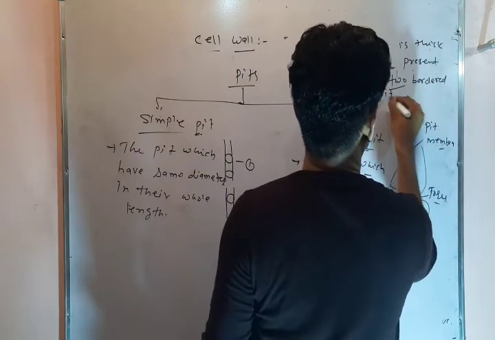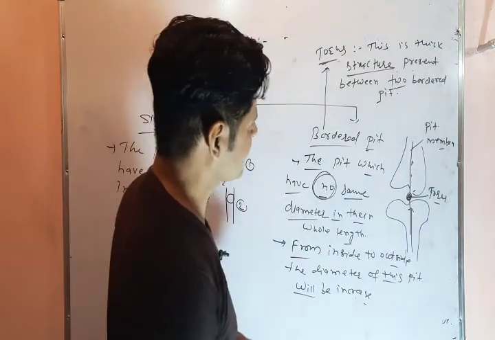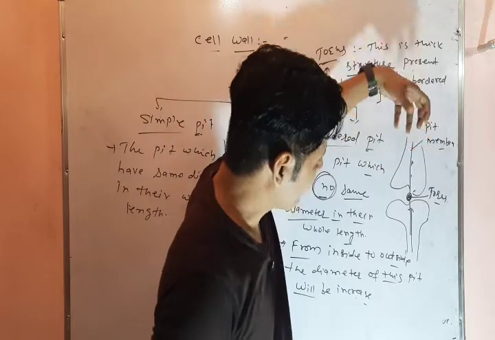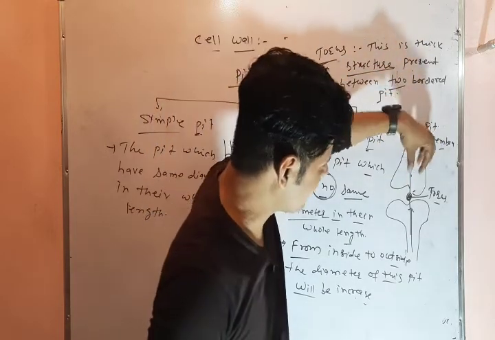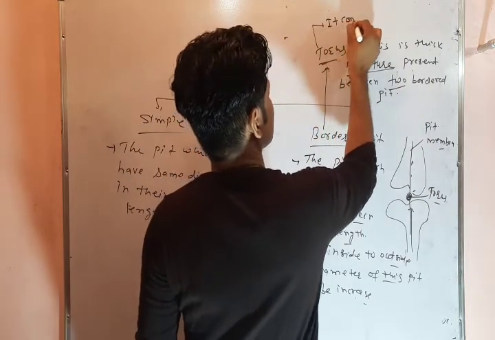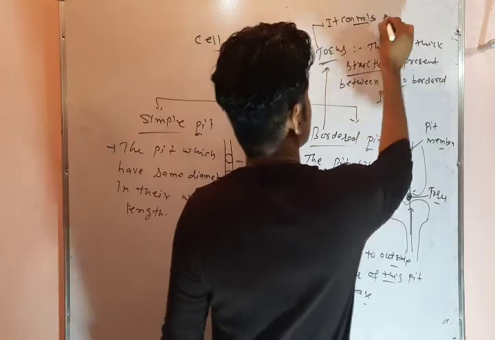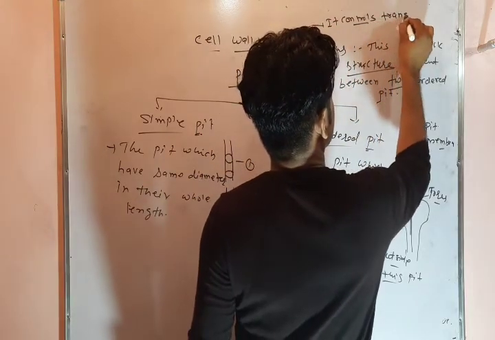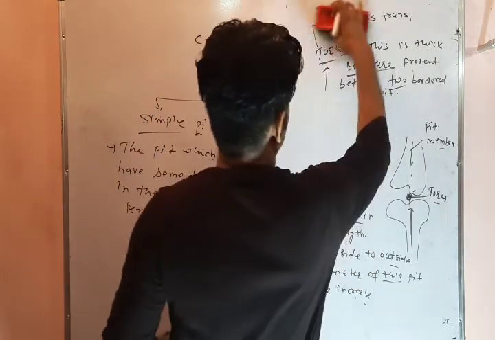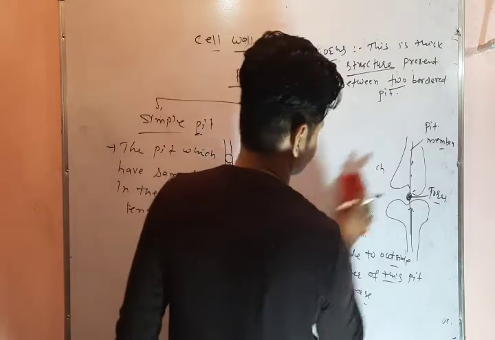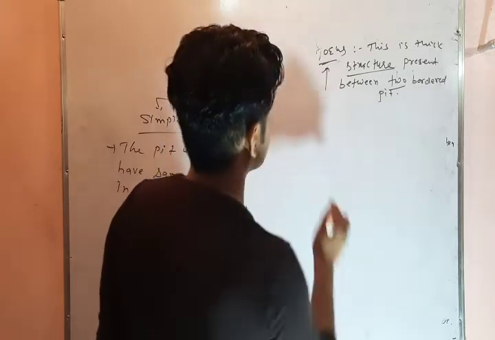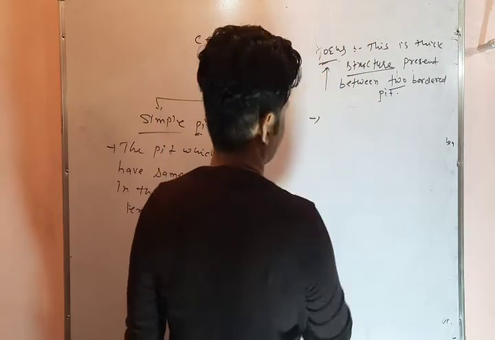What is the function of the torus? It controls transportation of fluid and any material from one cell to another cell. So what is the function of the torus? It controls transportation. Here I will write the function of the torus.